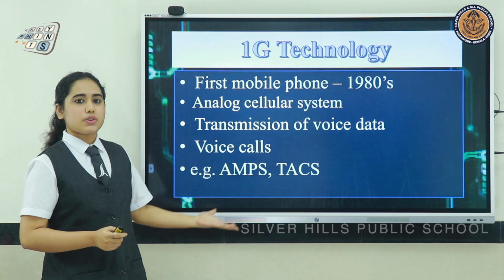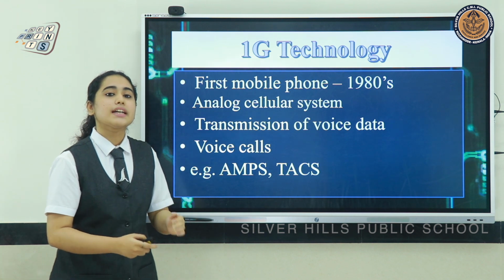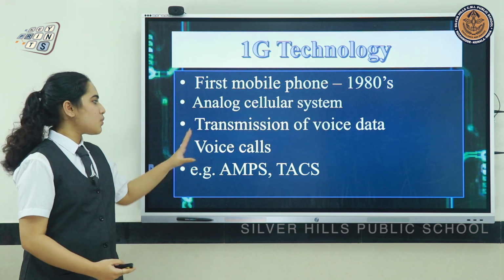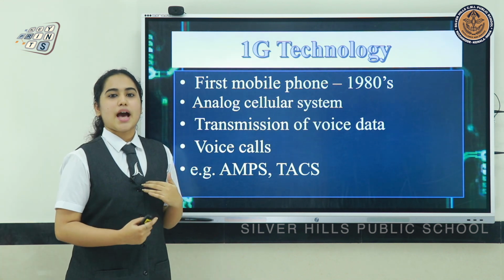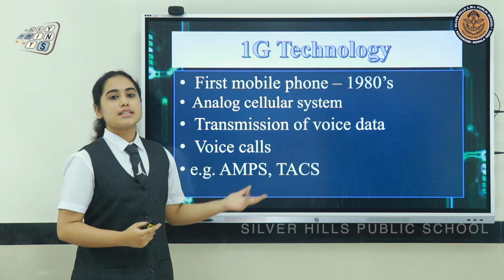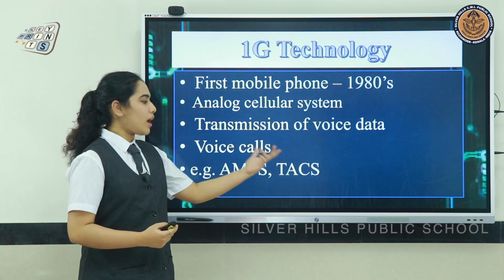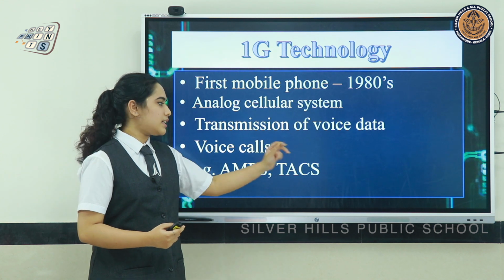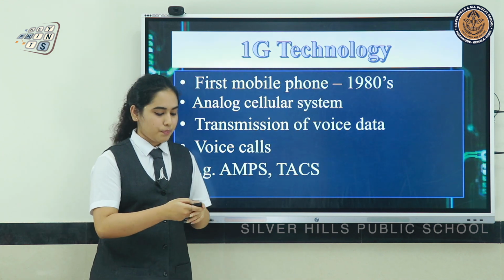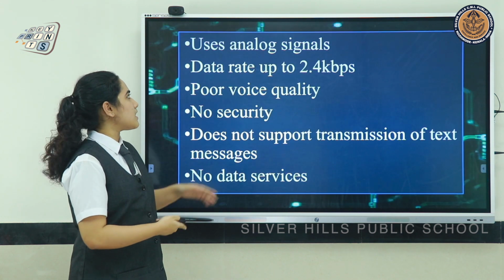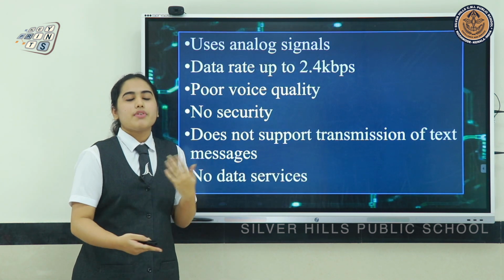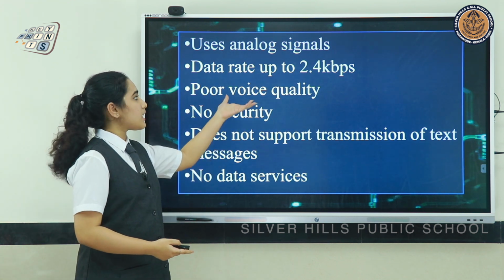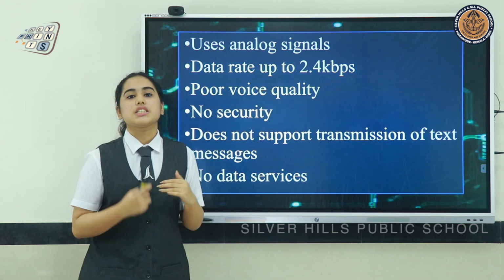And this 1G technology was purely for voice calls. We have seen from the picture that it was only having the dial pad. We didn't have any screens. It means we can't have any text messages. So it was completely for voice calls. Now we will see examples of 1G technology. We have AMPS and TACS. AMPS is an American based company, while TACS is a European company. Now AMPS is Advanced Mobile Phone Services and TACS is Total Access Communication Services. Now other features of 1G technology is it uses analog signals. So we saw that it is a completely analog based system, so it uses analog signals, and data rate was only 2.4 kbps. Now we use gbps, mbps.